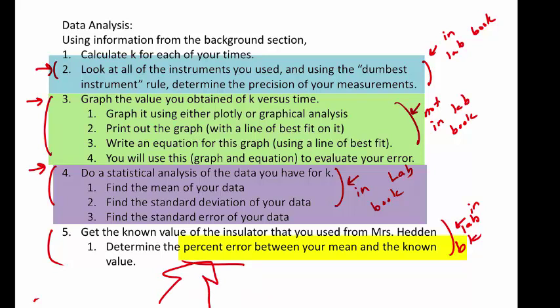How did my actual percent error compare to looking at percent error using the dumbest instrument rule? How did my actual percent error compare to analyzing the graph? You're going to have to think about what analyzing a graph will mean. How did my actual percent error compare to the standard error I found using the statistical method?